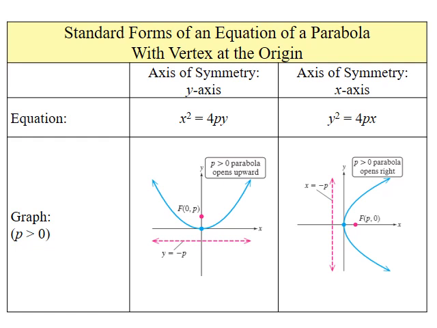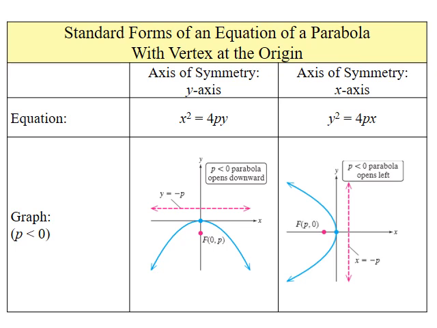Here is a bit of a graph kind of illustrating what's going on. So here, if we have a y-axis of symmetry, if this value is positive, it will be opening upward. On the other hand, if we have an x-axis of symmetry, if this value is positive, it will be opening right. Here is the opposite. If this is negative, we'll be opening down, or if this is negative, we'll be opening to the left. And hopefully in these images, you can see that the directrix is always on the outside of the parabola, whereas the focus is on the inside.